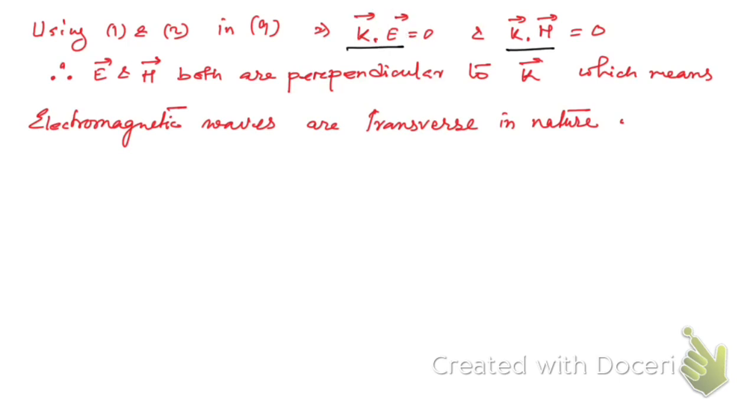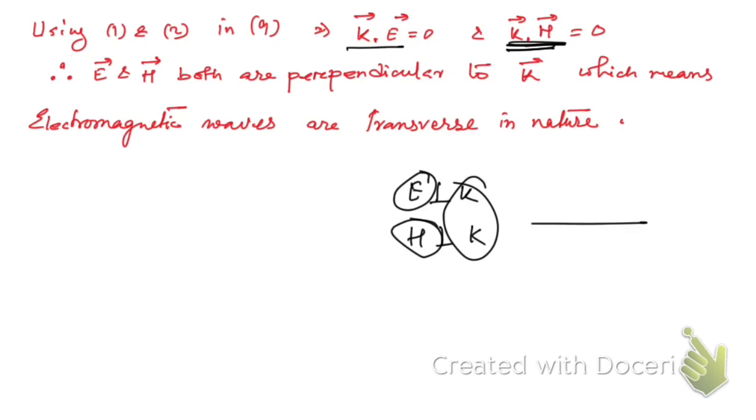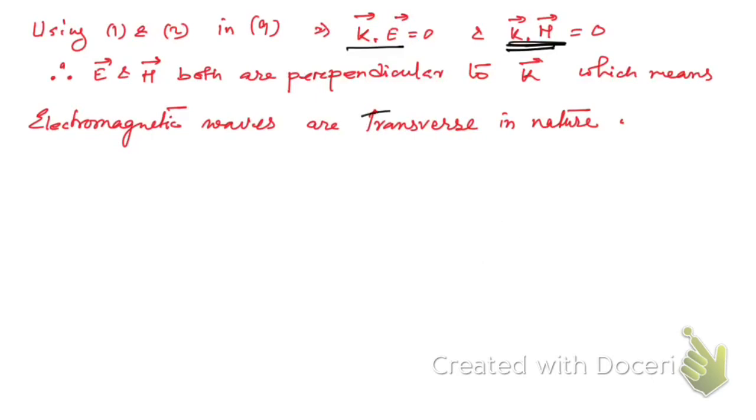That means what? E and k are perpendicular, and the dot product of k and H is 0, which means H and k are also perpendicular. That means both are perpendicular to k, which is the direction of propagation of the wave. So with E and H, it is obvious that this wave must be a transverse wave. That's why electromagnetic waves are transverse in nature. That's how we can show it.